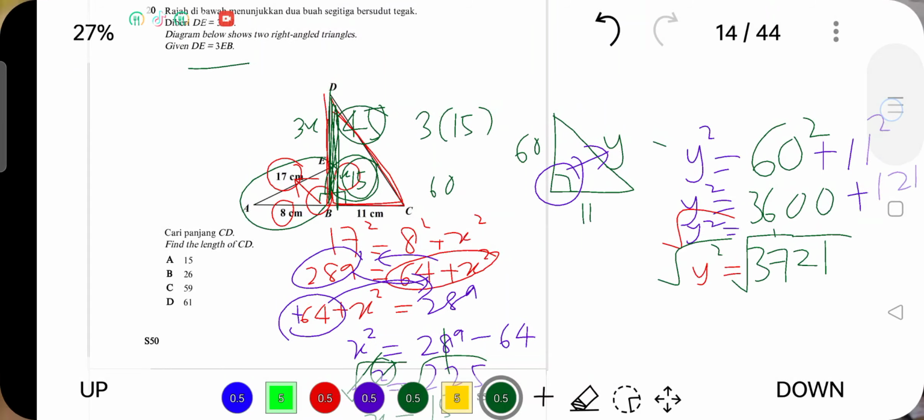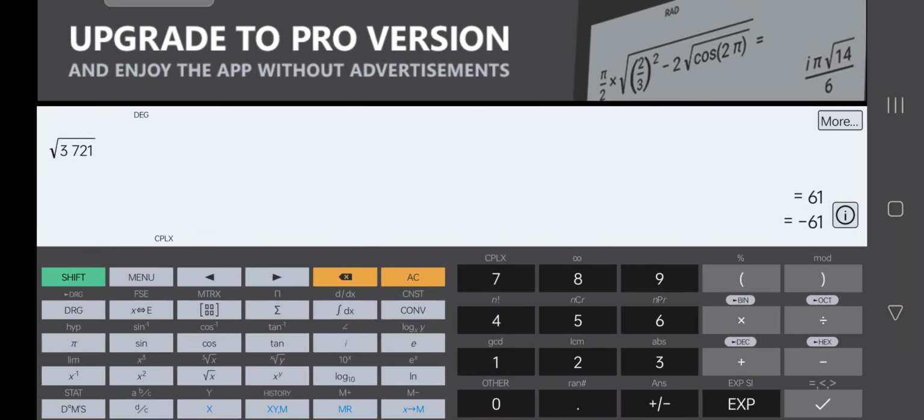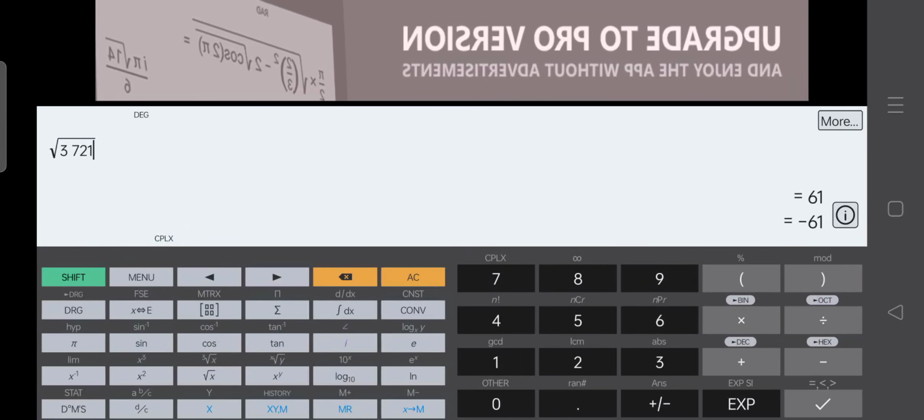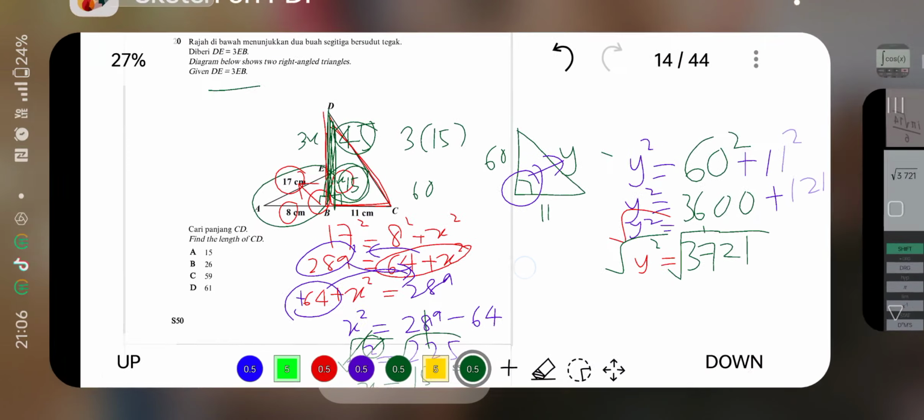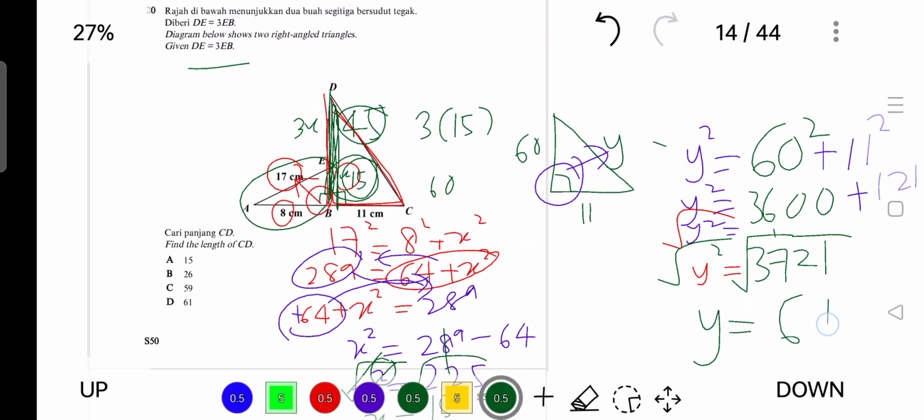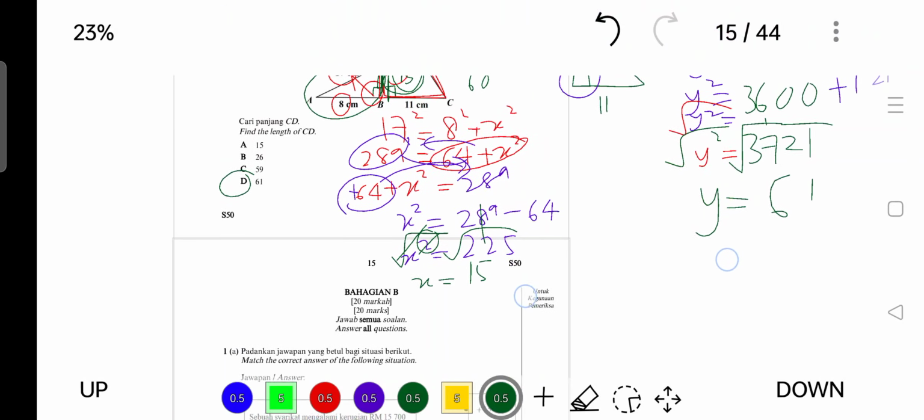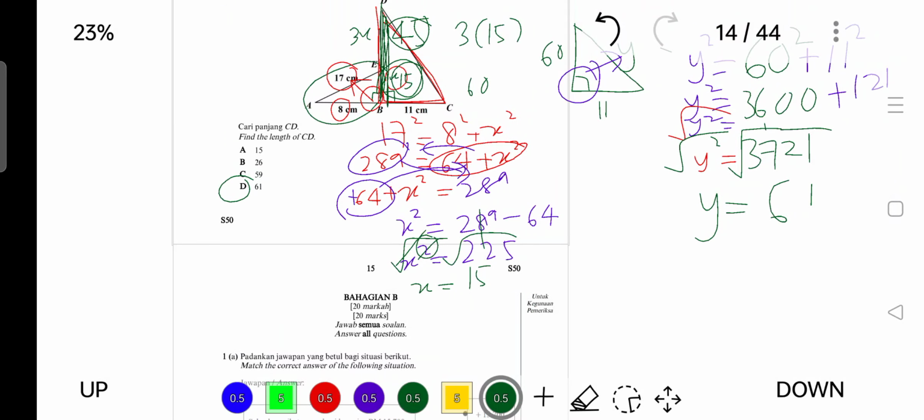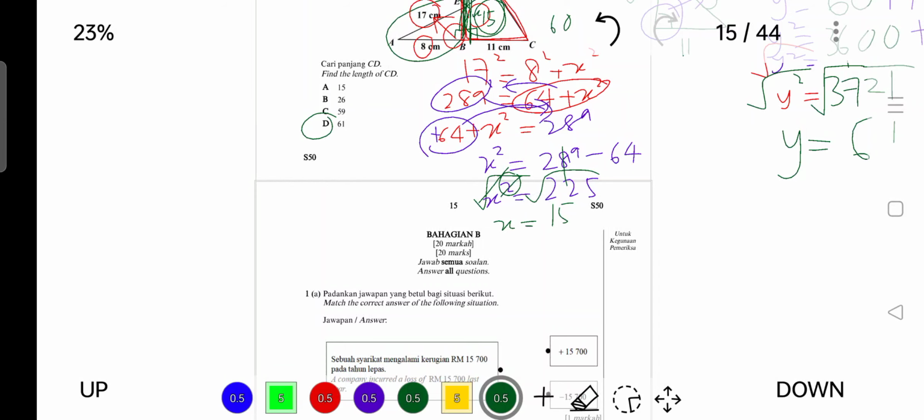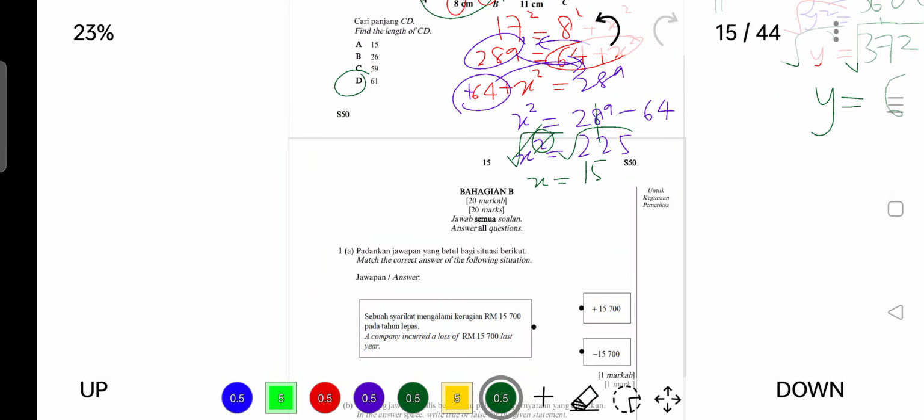Oh, sorry. Okay, I know. My 3721, just now I pressed the wrong number, I guess. So yeah, I get 61. It's okay to make some mistakes in maths, right? But make sure you learn from your mistakes. So we are done with paper part A for about 39 minutes. So let's look at part B and part C.